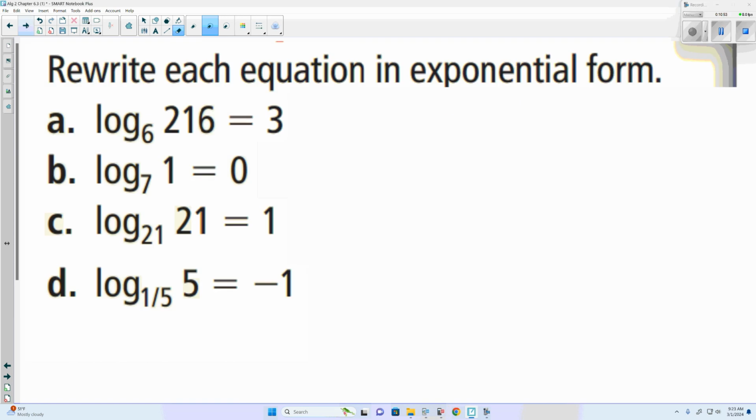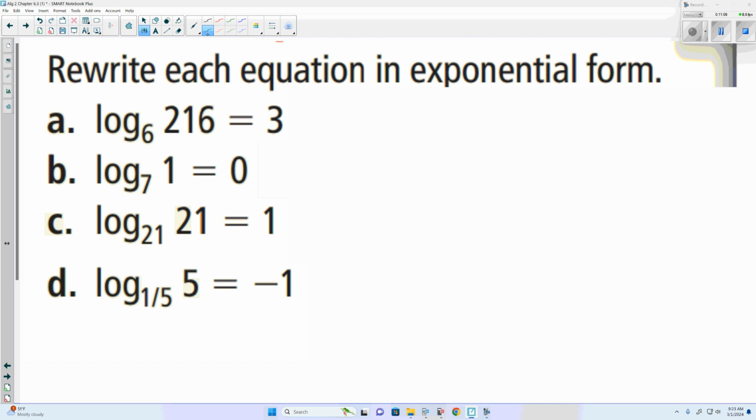Rewrite each equation in exponential form. Now, I believe y'all's next 4 are not written like this here. I gave y'all a little more space to actually work these instead of having it like this here. But let's start at the top and go down.